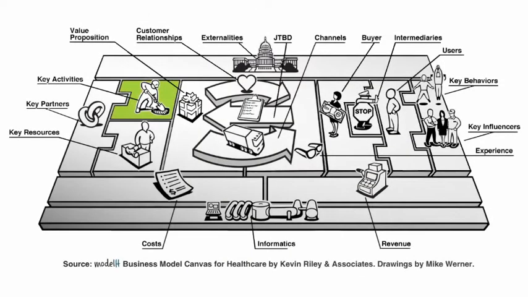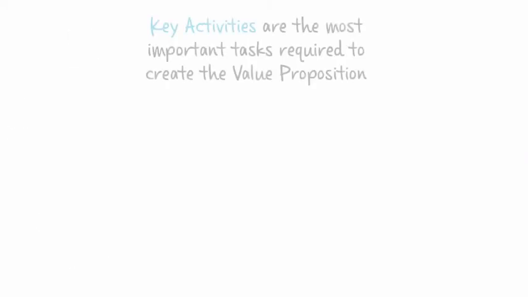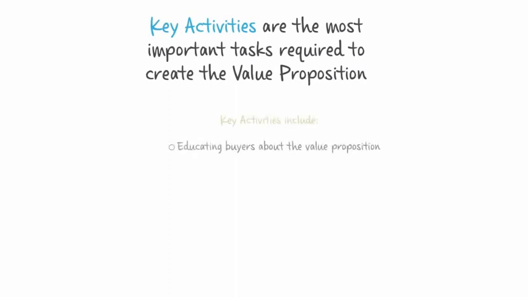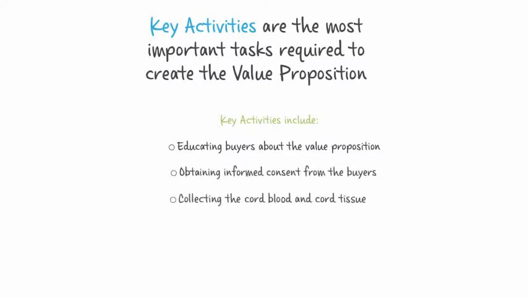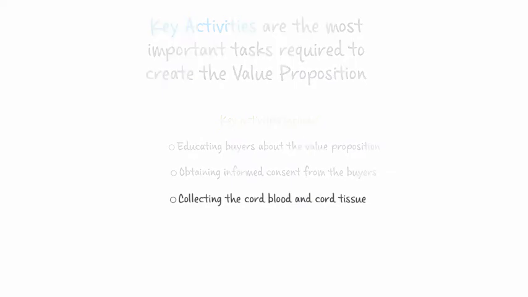Key activities are the most important tasks required to create the value proposition. Some examples of key activities in this business model include educating the buyers about the value proposition, obtaining informed consent from the buyers, and collecting the cord blood and cord tissue. There are many other examples as well.